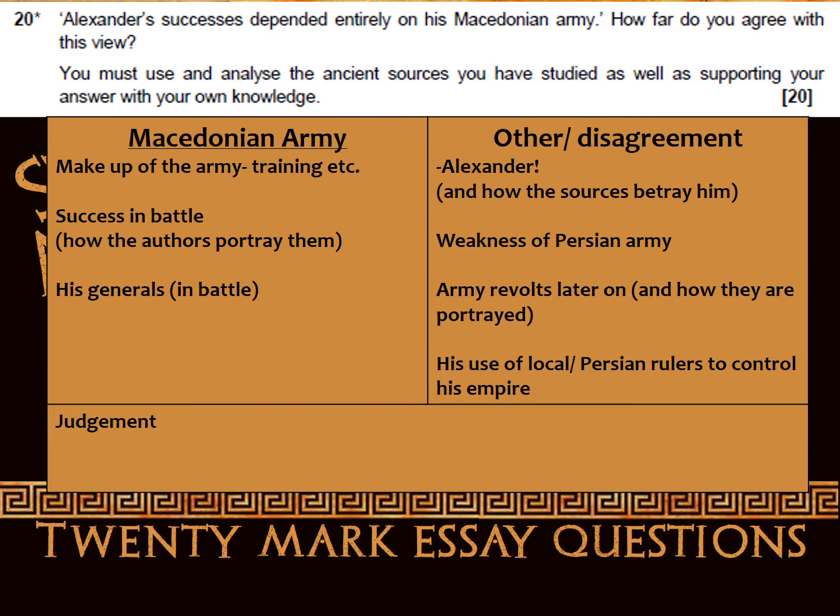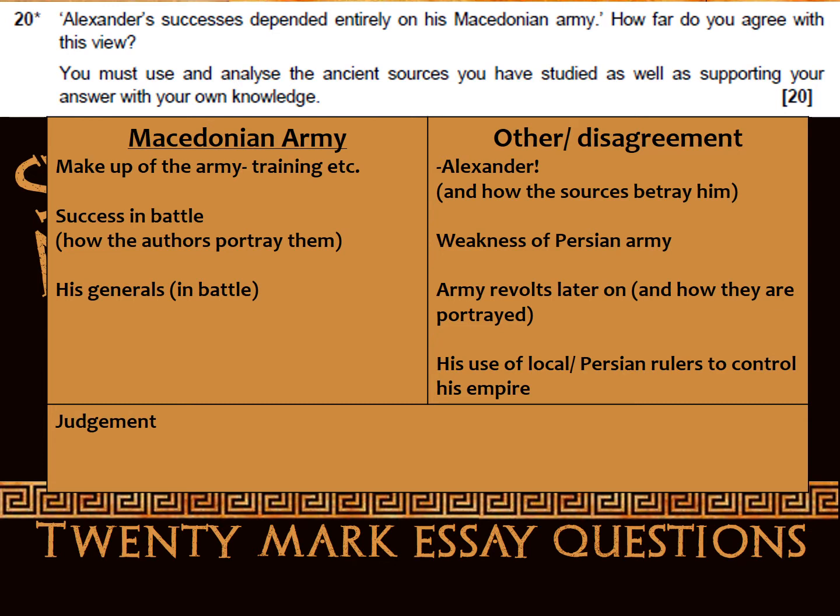So, as we can see, there's a bit of a general plan on the screen now, if you were to answer this. It's not terribly detailed, because I'm not here to give you the answers, it's more about the idea. So what you can see, I've not included the introduction in the plan, just for clarity, but you can hopefully see there's a balanced response. Alexander's successes depended entirely on his Macedonian army. So on the agree side, the Macedonian army side, there's various things you could look at.